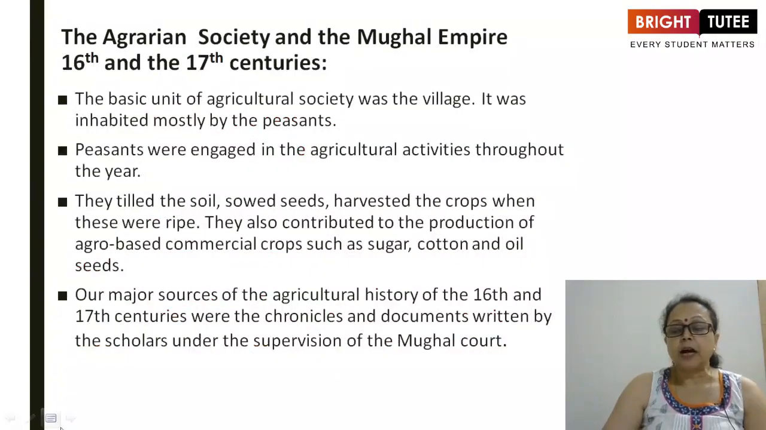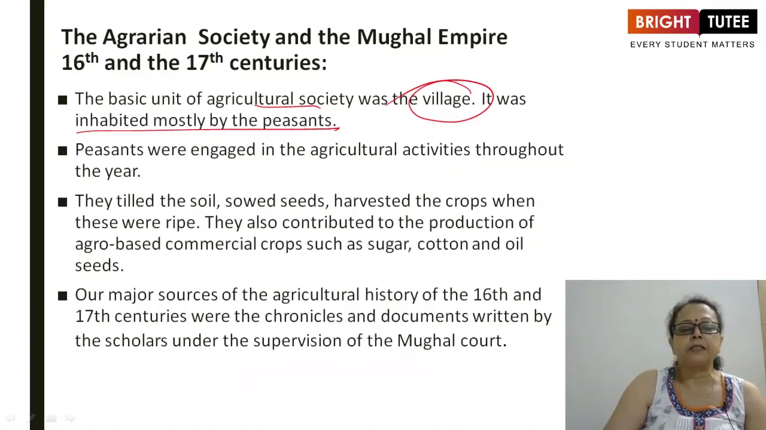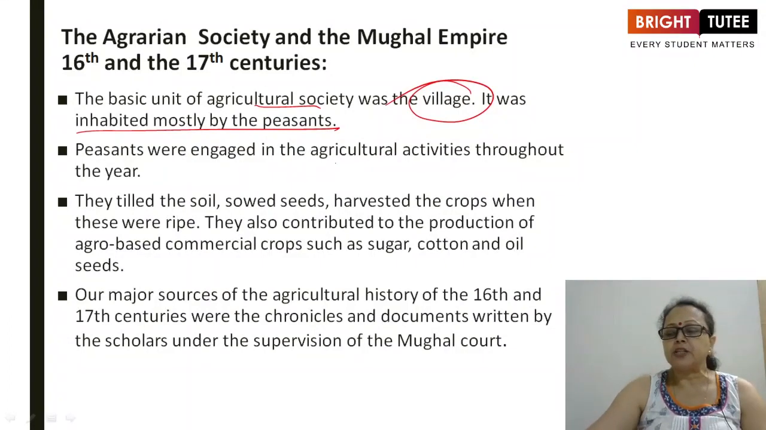This is now the agrarian society and the Mughal Empire in the 16th and the 17th centuries. The basic unit of agricultural society was what? It is the village. It was inhabited mostly by the peasants everywhere throughout the country. 85% of the Indian population lived in villages and their main occupation was agriculture, cultivation of land. They were engaged in agricultural activities throughout the year.